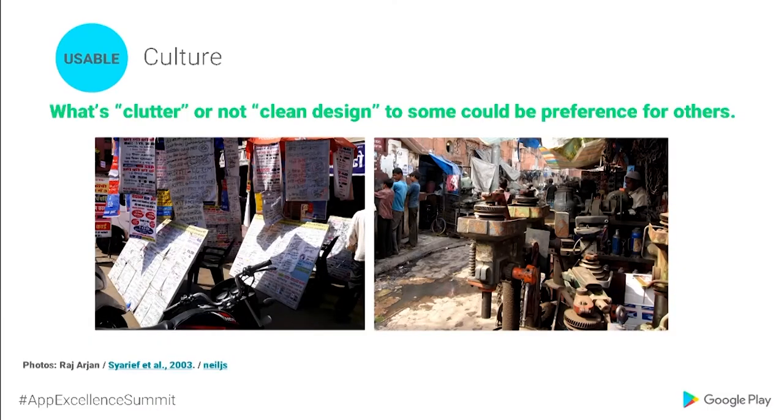Culture. Culture is the way we do things here. It manifests in a variety of ways, but for today, for time purposes, we are going to concentrate on one aspect, that's information density. These images are a very, very common sight in India, very dense signages. The point here is that what is clutter and not simple, clean design could actually be a preference to others. While we see these differences, they can be really overwhelming, but let's embrace these differences.